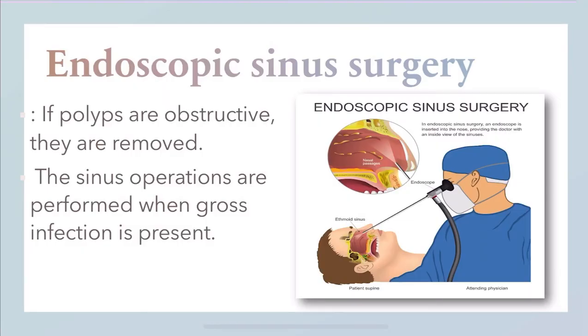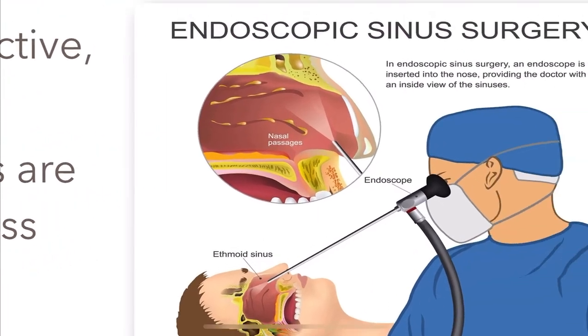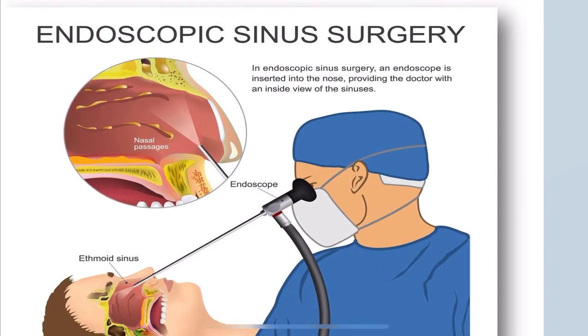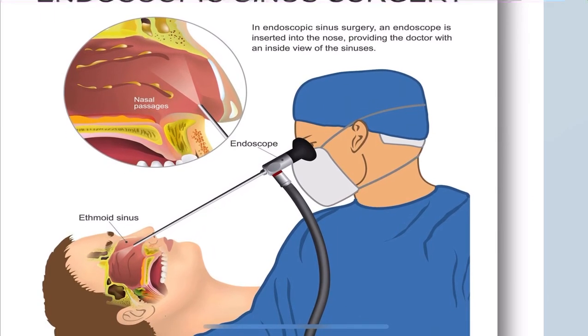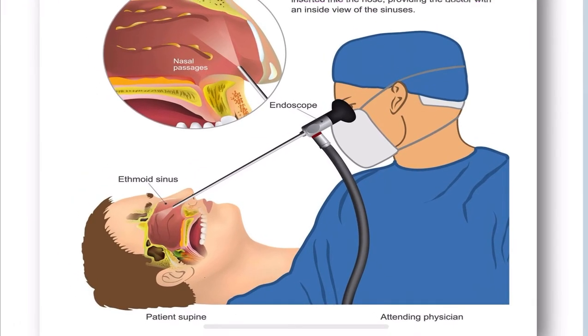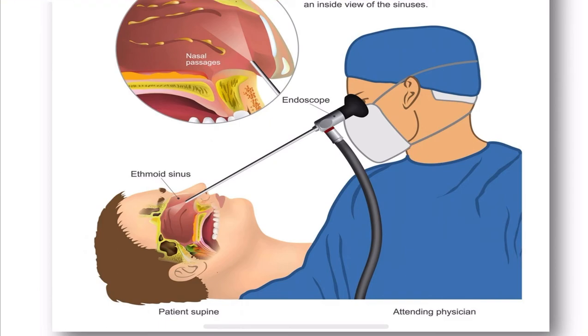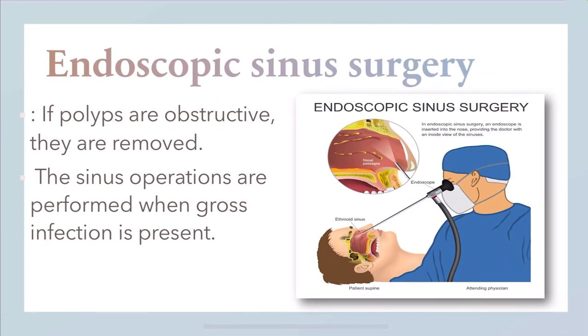Endoscopic sinus surgery. If polyps are obstructive, they are removed with the help of endoscopic sinus surgery. The sinus operations are performed when gross infection is present. You can see the endoscopic sinus surgery. In endoscopic sinus surgery, an endoscope is inserted into the nose. It provides the doctor an inside view of the nose, and with the help of this, the doctor will remove the polyp. The obstruction to the nose has been removed.